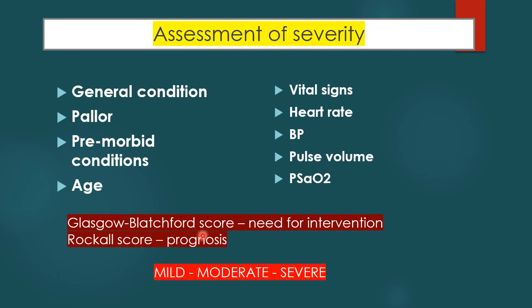The Glasgow Blatchford score and the Rockall score, the first for need for intervention and the second for the prognosis, are also important scores used for upper GI bleeding assessment, which can also be reapplied for lower GI bleeding as well. Once you assess the patient's severity, you can classify the severity into mild, moderate, and severe.